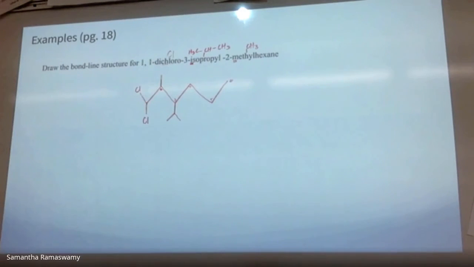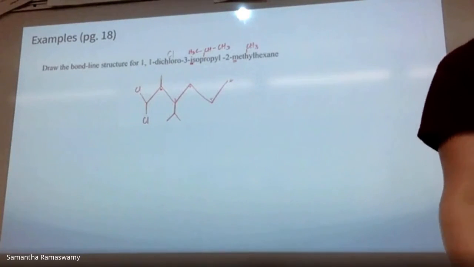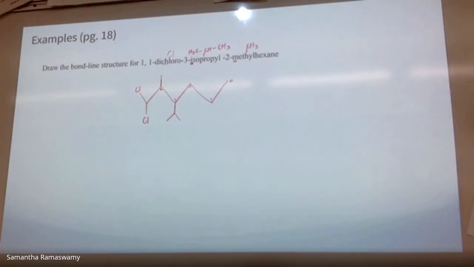But wouldn't you get the same thing with 1,1 because it's chloro? Would you? Yes. But they always say you need as many numbers as substituents. Which is why, like when we had the one question, it was 2,2-dimethyl. You still needed both 2s because that's just showing you where they are.